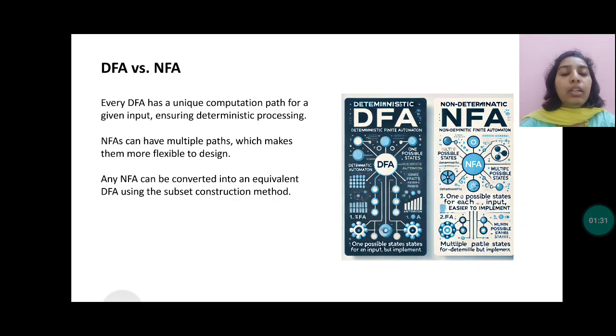When we compare them, a DFA has a unique computation path for a given input, ensuring deterministic processing, while an NFA can have multiple paths, which makes it more flexible to design. Any of them can be converted into an equivalent one using the subset construction method.